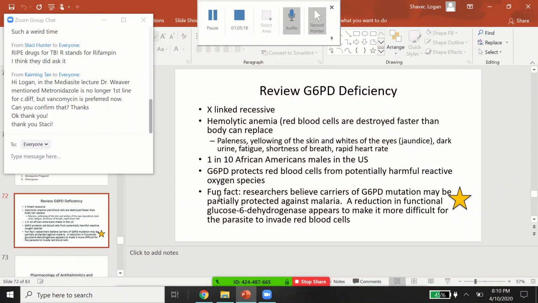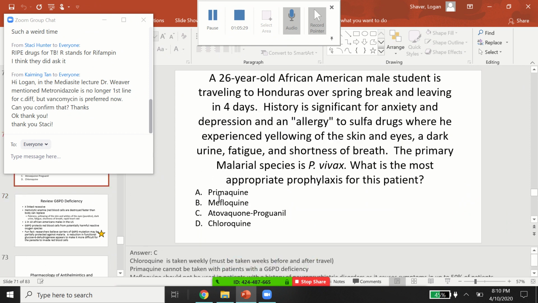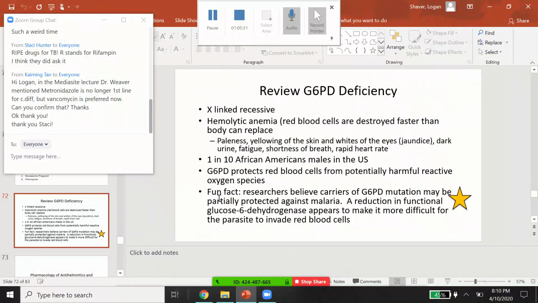Even practice board questions, it comes up a lot. So it's always nice to get a review of G6PD. And it kind of helps you along with that practice question, so I just left it in there.